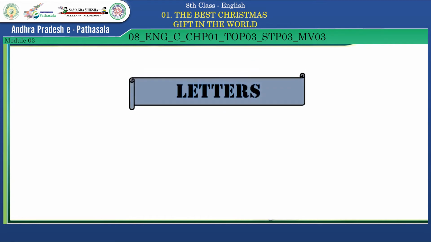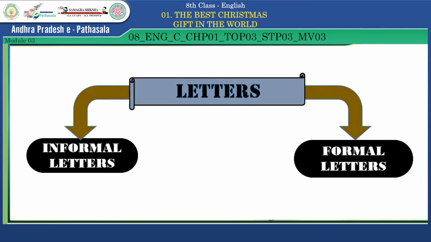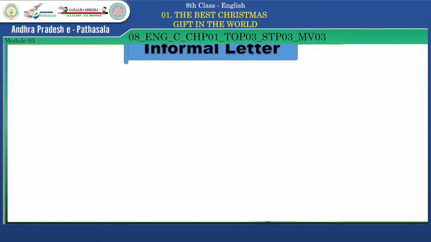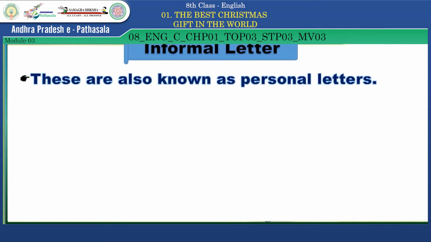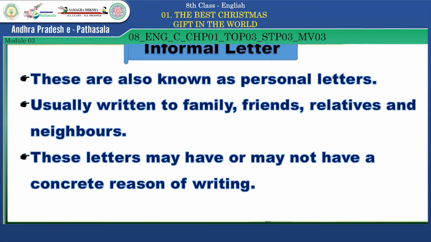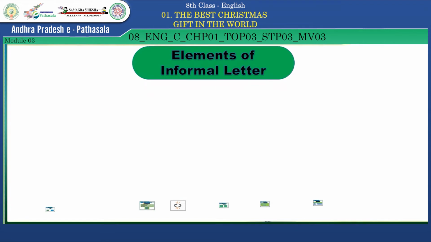Letters are mainly classified into two categories. One is informal letters and the second one is formal letters. Informal letters are also known as personal letters, usually written to family, friends, relatives and neighbors. These letters may or may not have a concrete reason for writing. Let us discuss the important elements of informal letters.